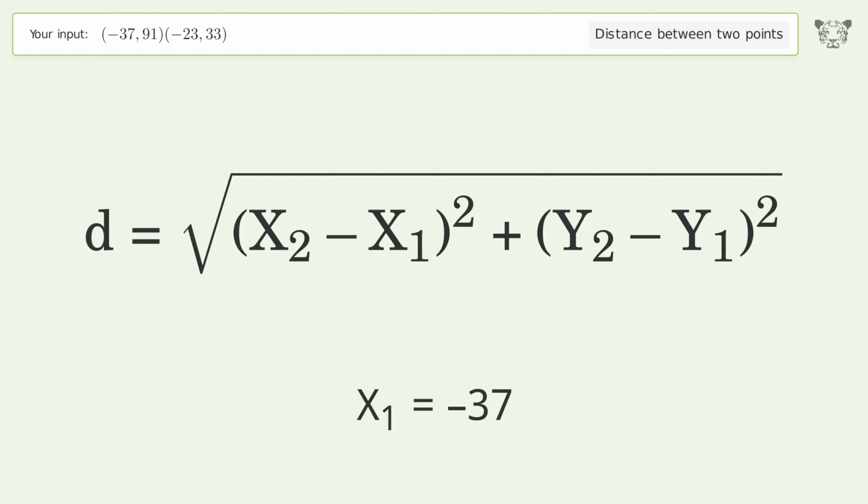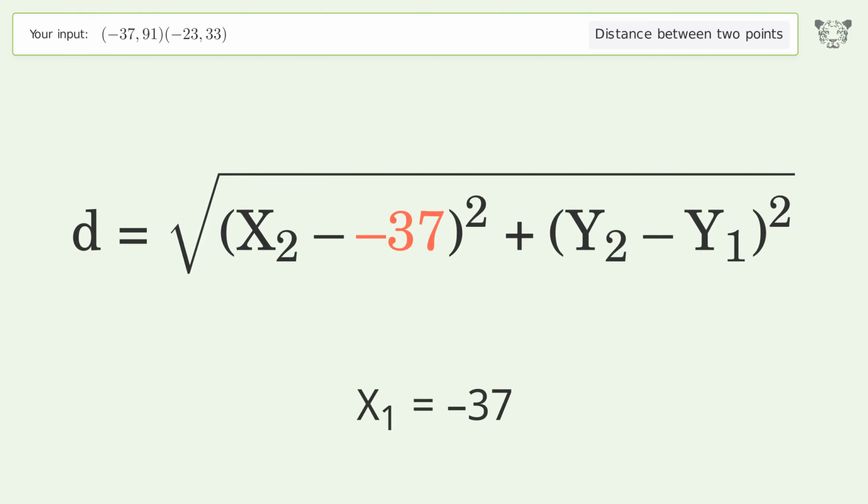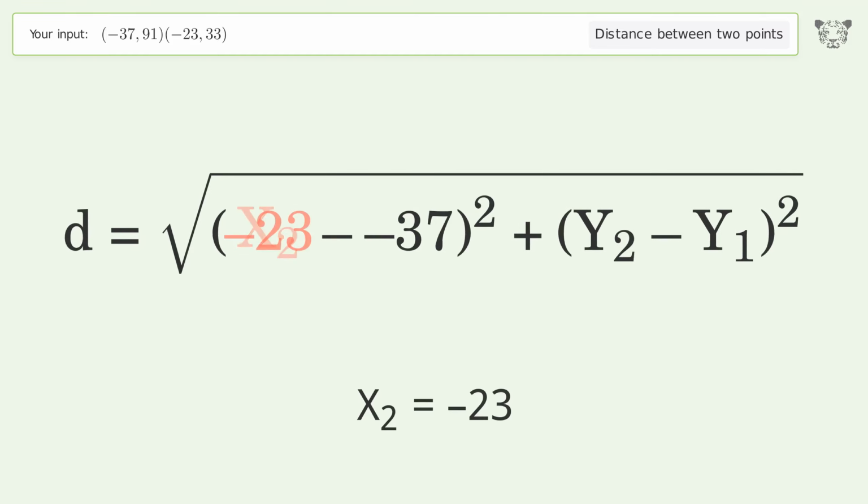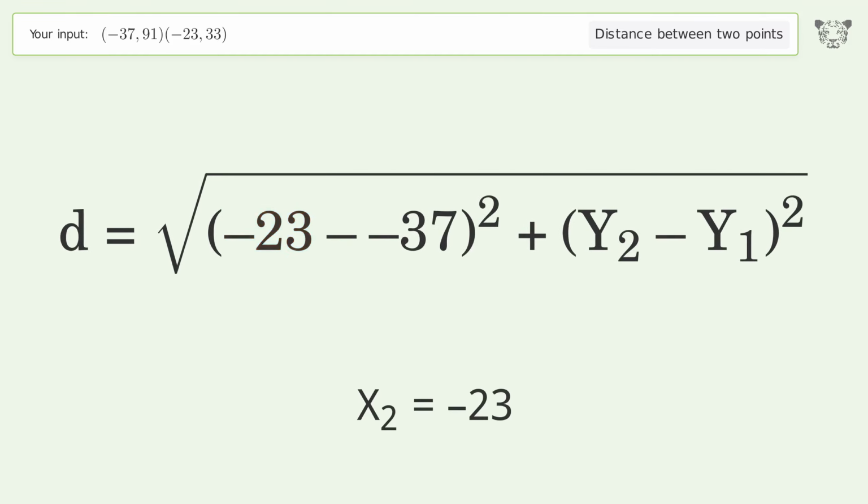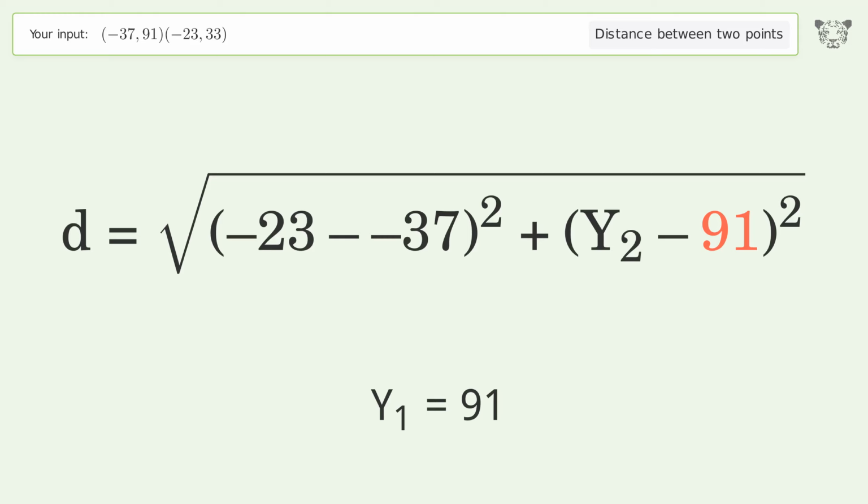x1 equals -37. x2 equals -23. y1 equals 91. y2 equals 33.